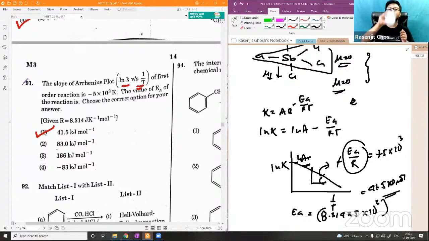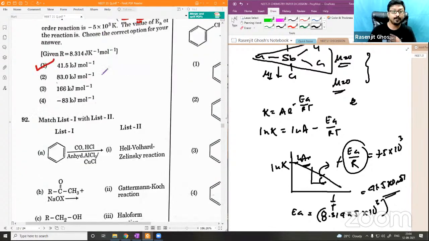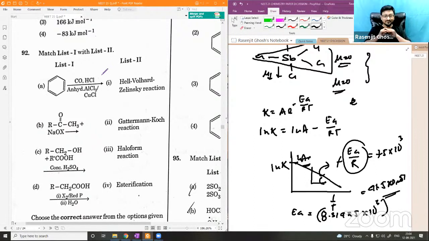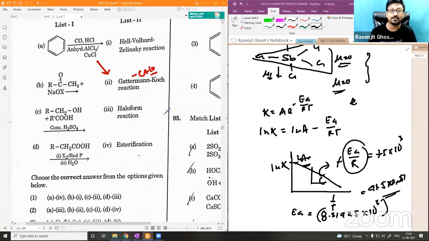Okay. Next one. 92. Match the list 1 with list 2. This is a name reaction based question. First one, benzene with carbon monoxide, HCl, anhydrous Lewis acid. So this reaction is known as the Gattermann-Koch reaction, for preparation of aldehyde.